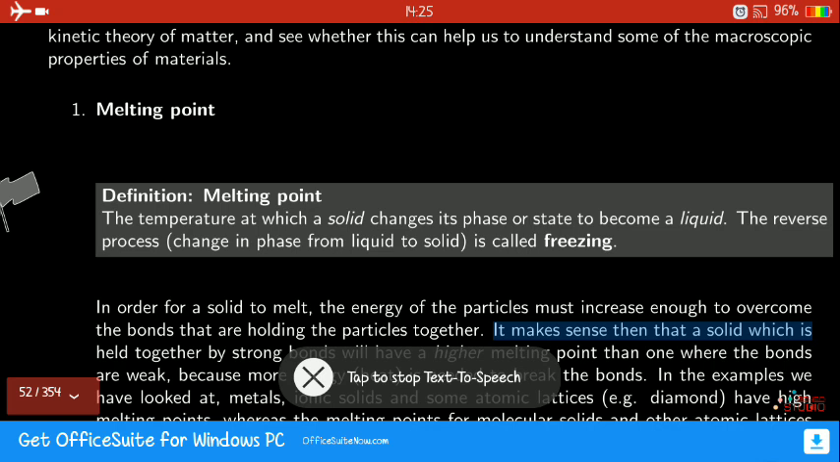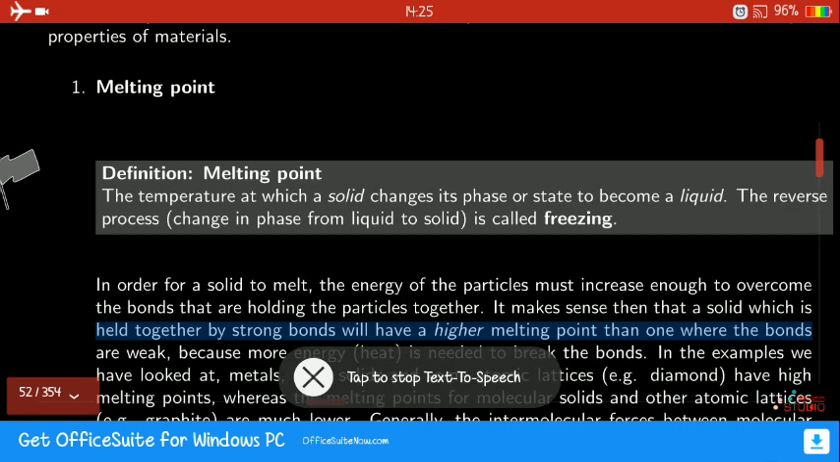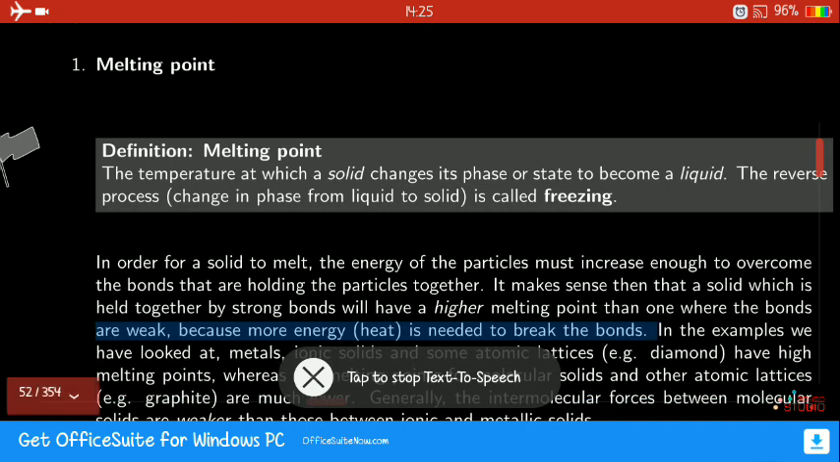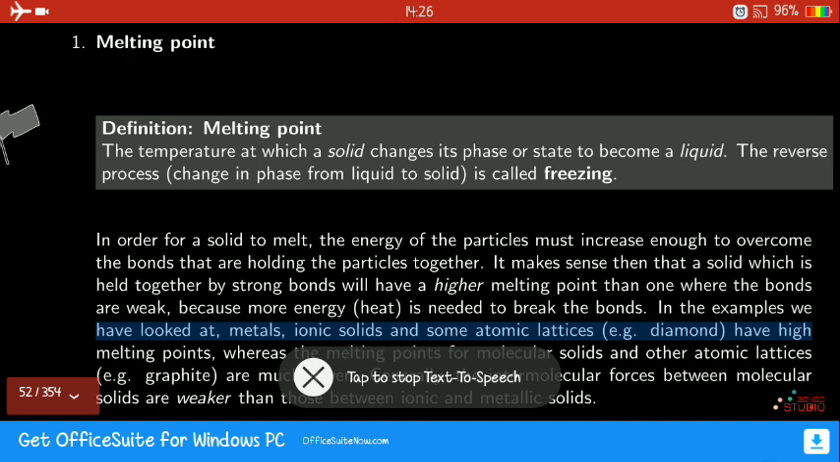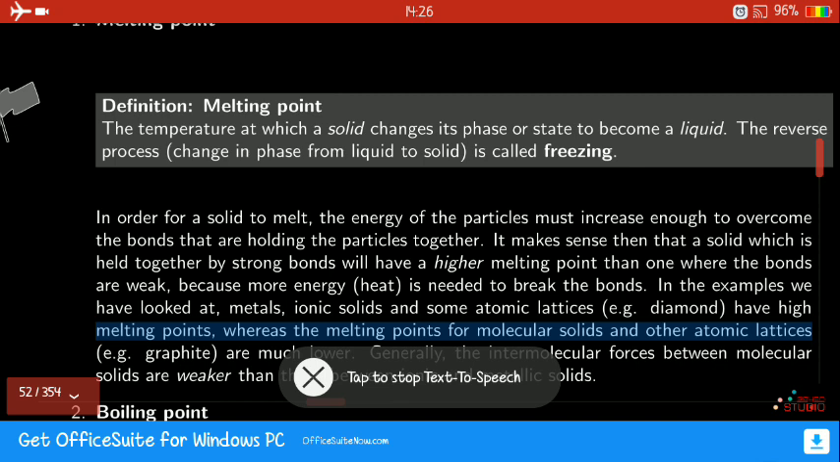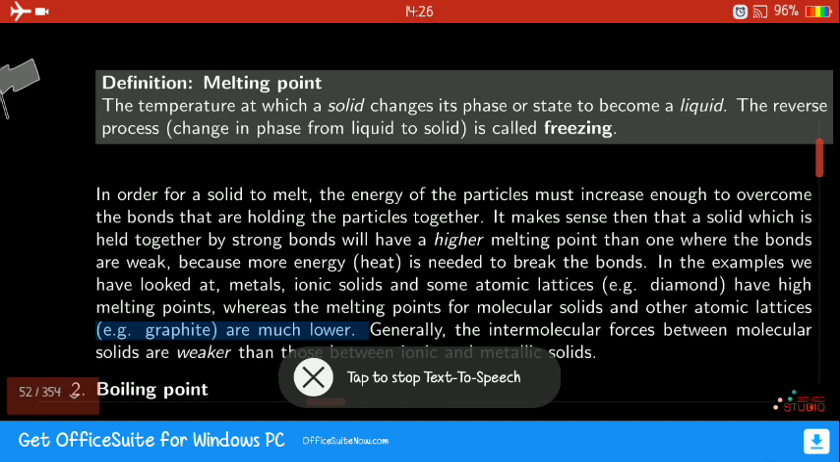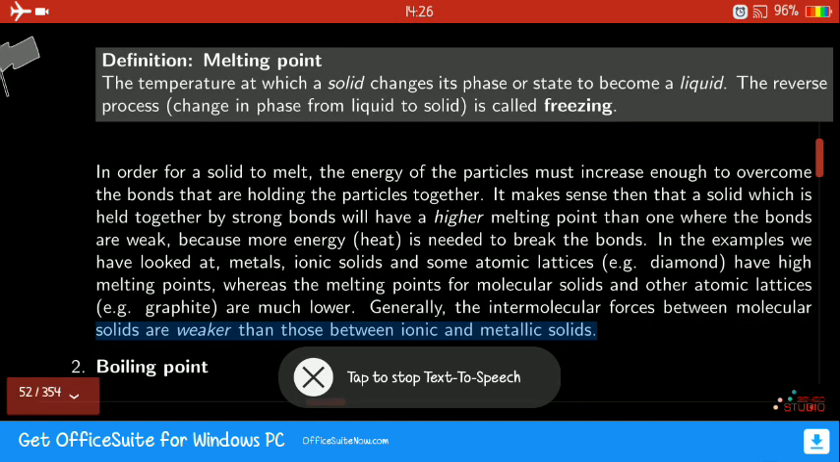It makes sense then that a solid which is held together by strong bonds will have a higher melting point than one where the bonds are weak, because more energy (heat) is needed to break the bonds. In the examples we have looked at, metals, ionic solids, and some atomic lattices, e.g. diamond, have high melting points, whereas the melting points for molecular solids and other atomic lattices, e.g. graphite, are much lower. Generally, the intermolecular forces between molecular solids are weaker than those between ionic and metallic solids.